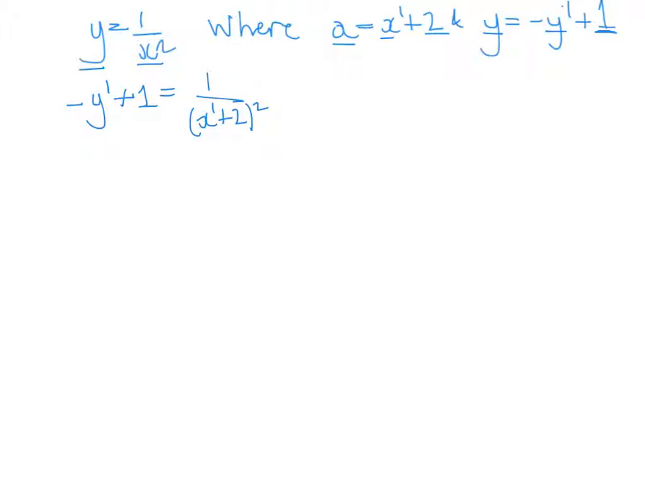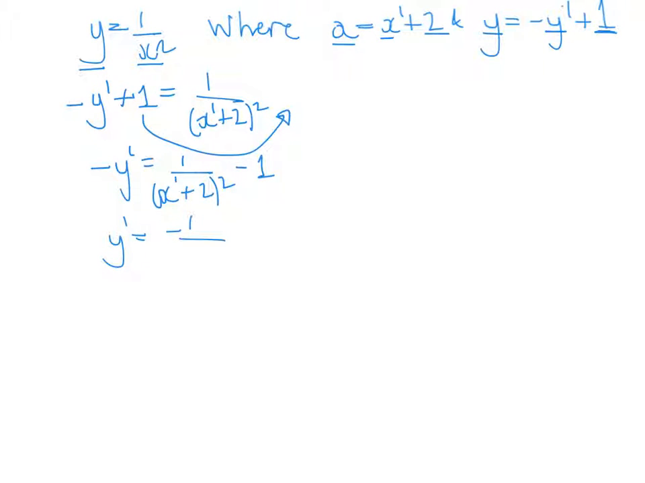Now if we take that 1 across to the other side, that'll be minus y is equal to 1 over x plus 2 squared, minus 1. Now let's see, if we get rid of this minus by multiplying by negative 1 on both sides, that'll be y equals minus 1 over x plus 2 squared, plus 1. And that will be our new graph after it is subjected to all the transformations that we have.